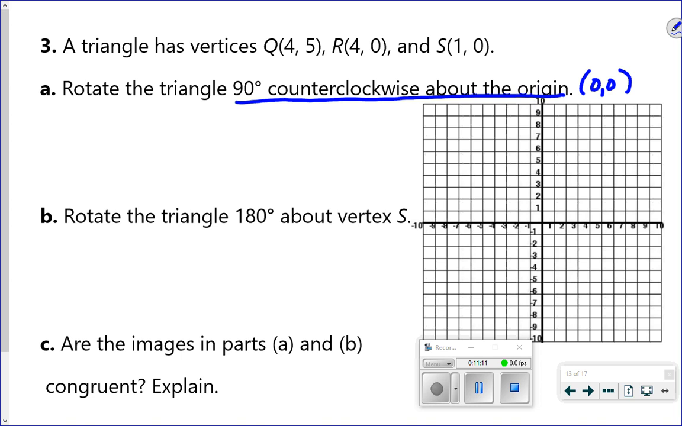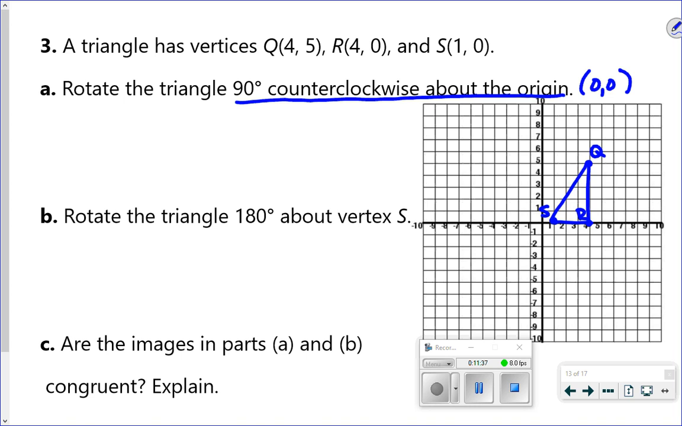So I start by plotting my points for my triangle. So Q is 4, 5. Over 4, up 5. Here's my point for Q. Then I have 4, 0 for R. So 4, 0 would be right here. That's going to be R. And then S is at 1, 0. There's my S. All right, so I'm going to go ahead and connect. There's my triangle.